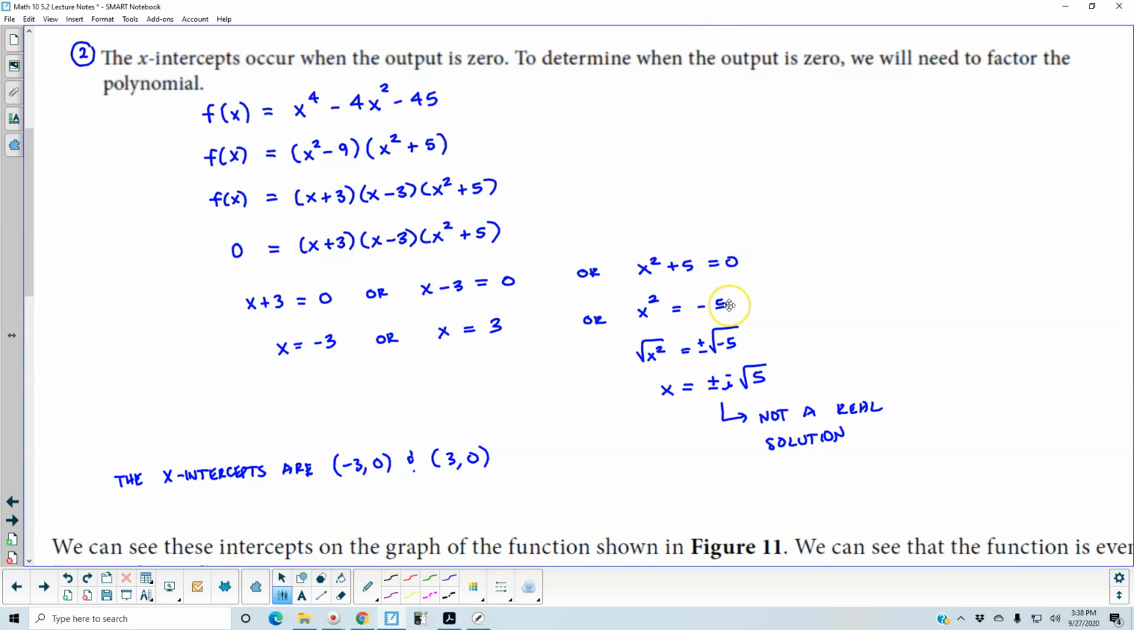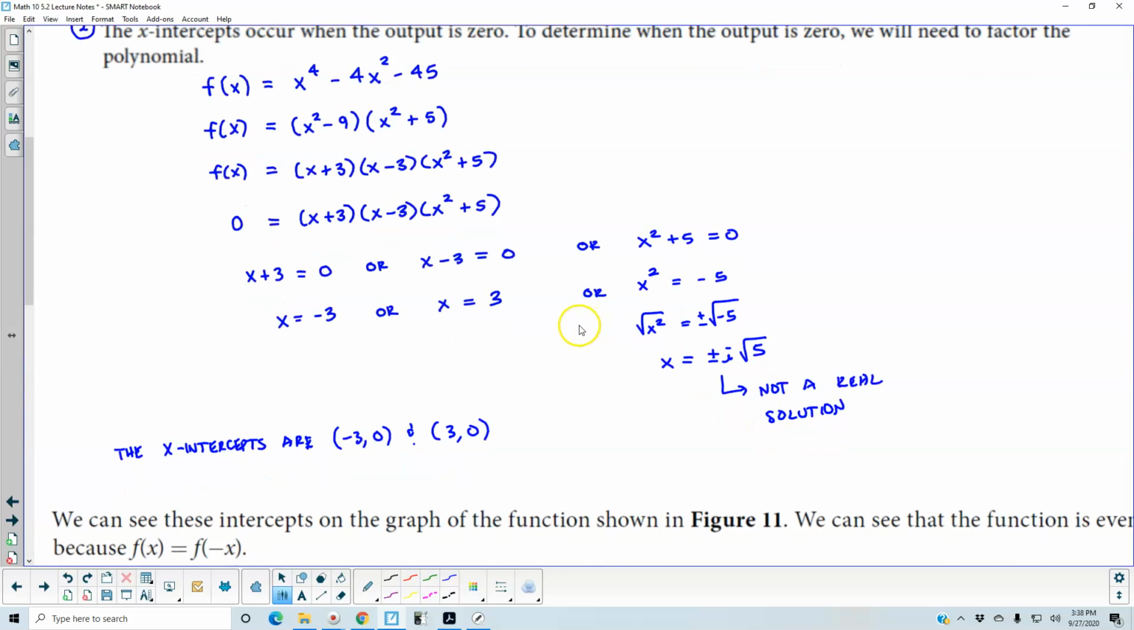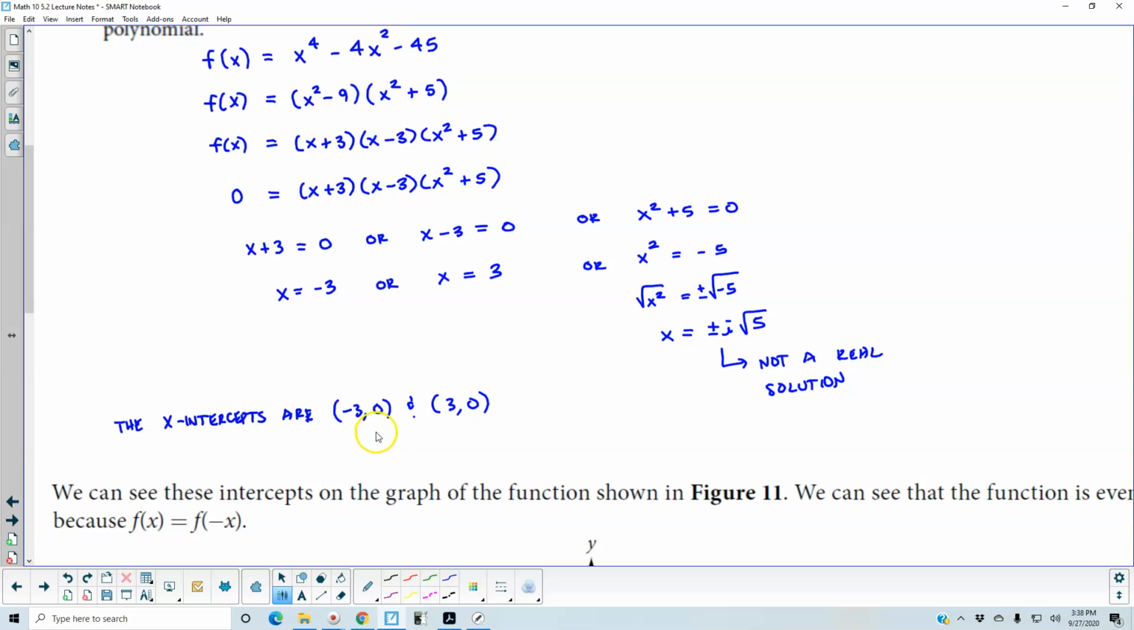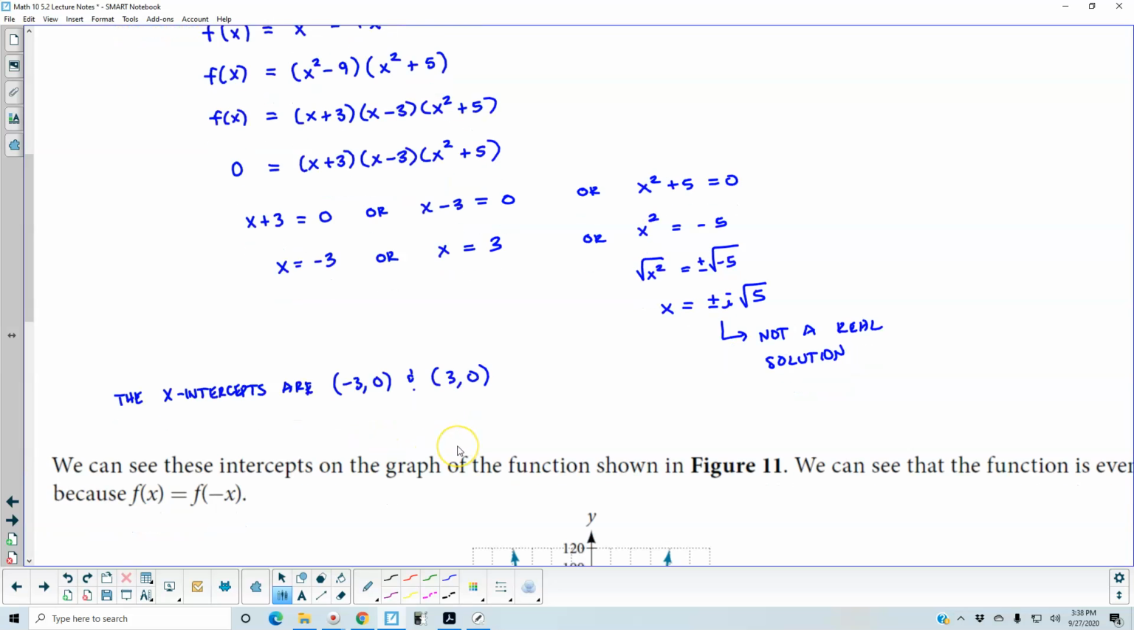So we're going to subtract 5 from both sides. In order to solve for x, we have to take the square root of both sides. We're going to get x, which is equal to plus or minus i times the square root of 5. Now, this is an imaginary solution. It's not a real solution. So therefore, the x-intercepts are negative 3, 0, and 3, 0.